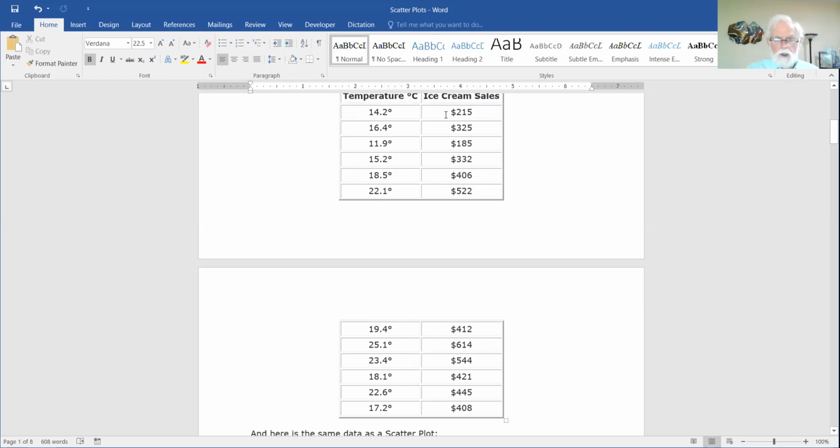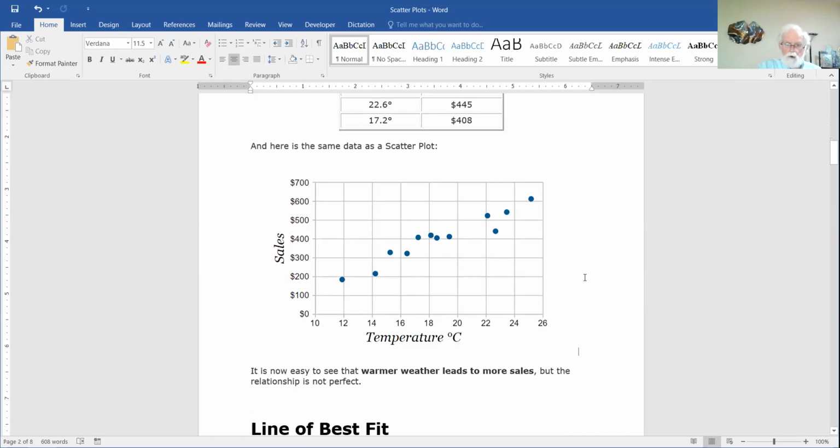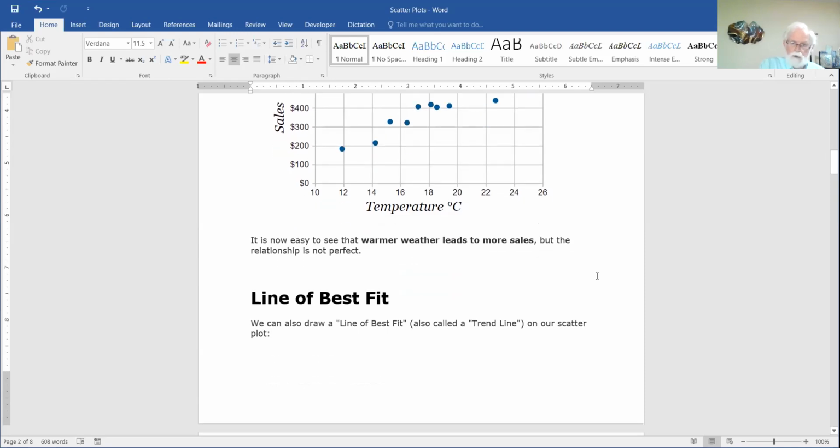We can either arrange the table in ascending order of sales or ascending order of temperature, but either way, we plot this. On this day, the temperature was just under 12 degrees centigrade and sales were just under $200. So we plot these out, at approximately where they are. We can look at this and see we have an obvious correlation here: when it gets warmer, people eat more ice cream.